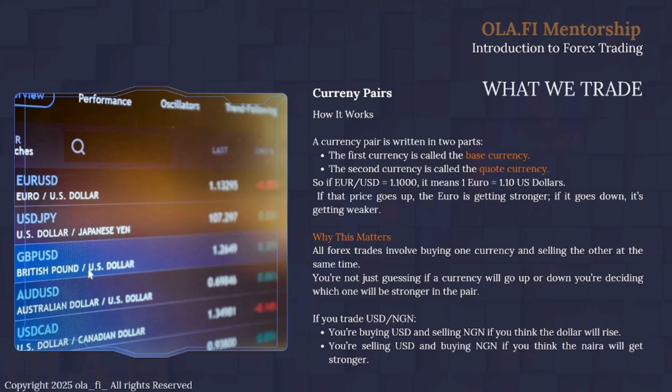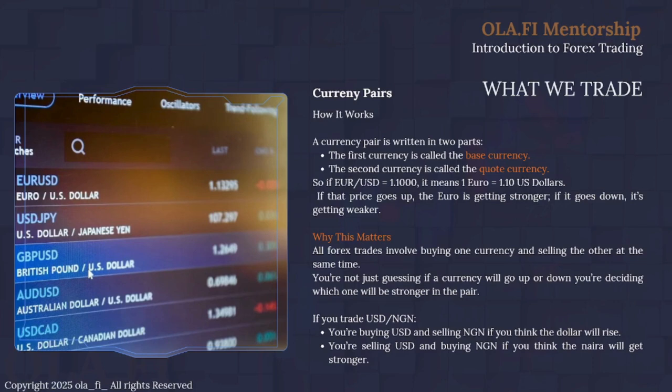So why does this matter? All forex trades involve buying one currency and selling the other at the same time. There's always a simultaneous purchase and selling at the same time. You are not just guessing if your currency will go up or go down. You are deciding which one will be stronger in the pair. That's the idea.